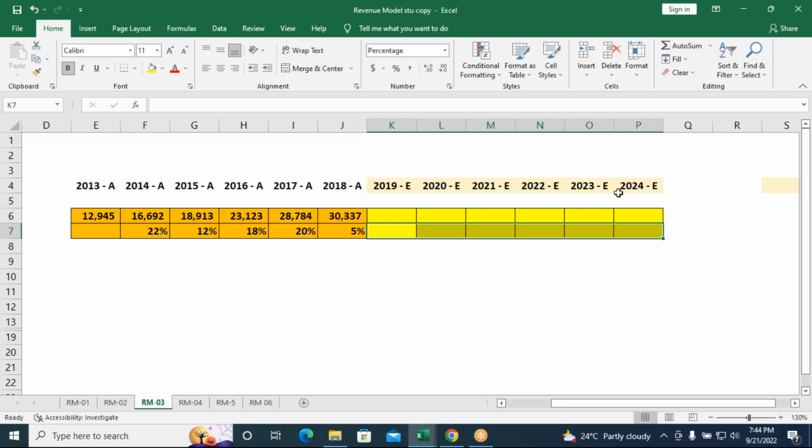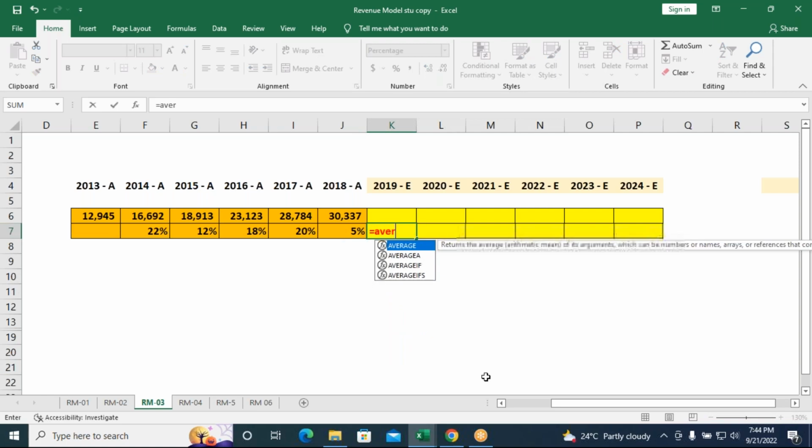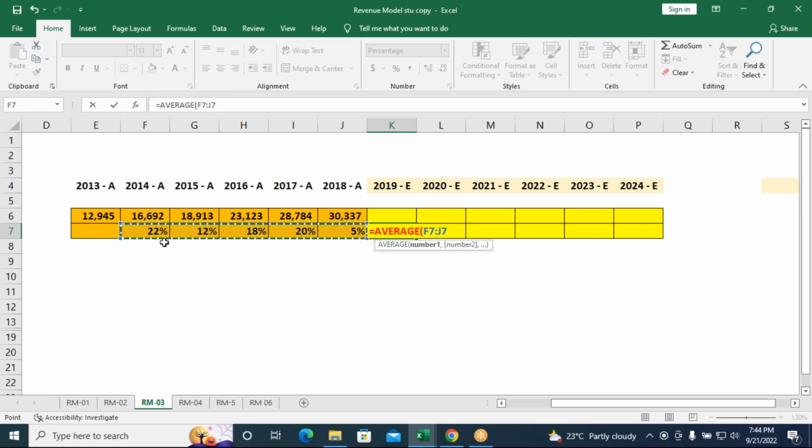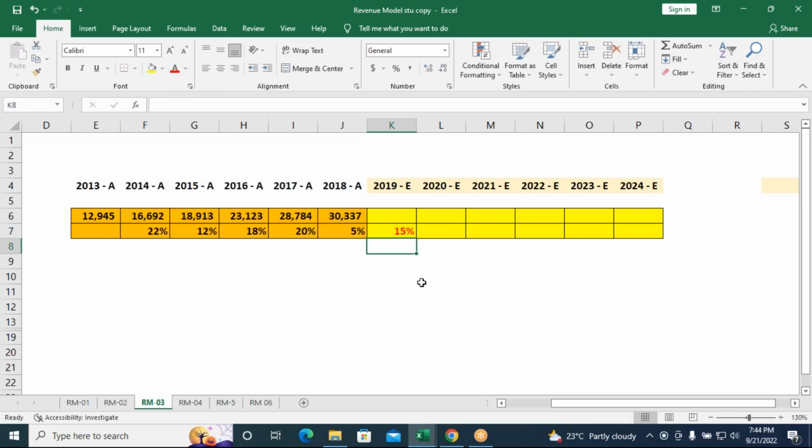So first I need to calculate the growth percentage that is going to happen. So when I don't know, I am going to take the average growth percentage of the previous 5 years: is equal to average, open the parenthesis and select the range of the previous 5 years growth percent, enter. I'm getting 15%. So now I am not going to make any other changes. I will take this previous year's growth percentage only, and I'm going to drag it till the last.